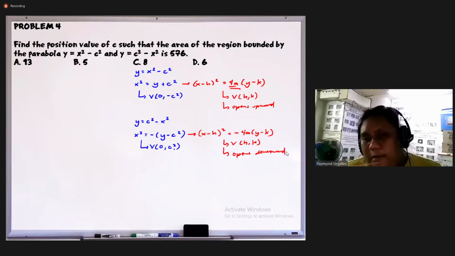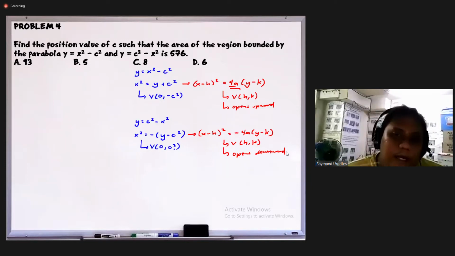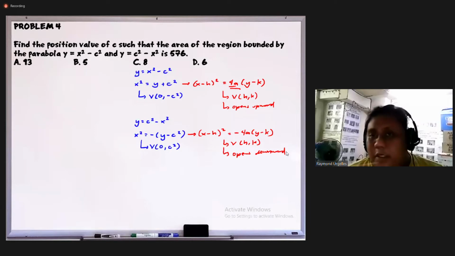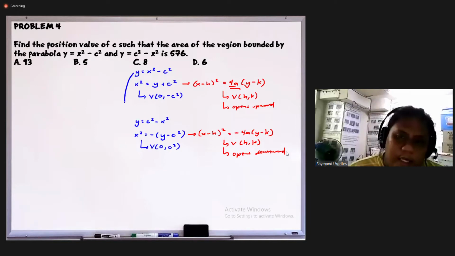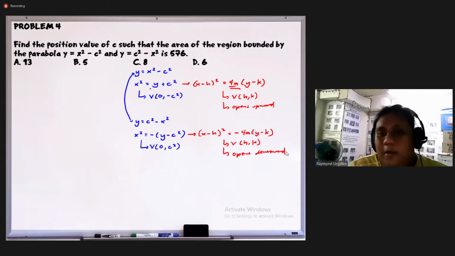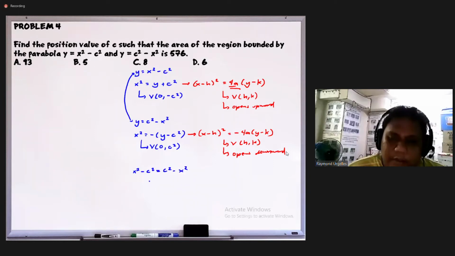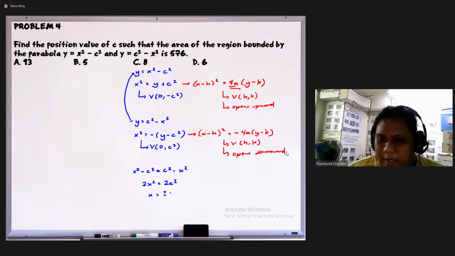Okay ba? And pangatlo, di ba, na kailangan natin i-solve are the points of intersection, para ma-drawing natin na maayos yung parabola natin. So ang gagawin lang natin, equate lang natin yung dalawang y na to. Di ba? So if we equate them, you will get that x squared minus c squared is equal to c squared minus x squared. If we try to solve this, you will get 2x squared is equal to 2c squared. So yung x natin is equal to positive or negative c.